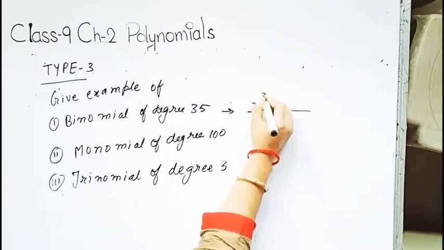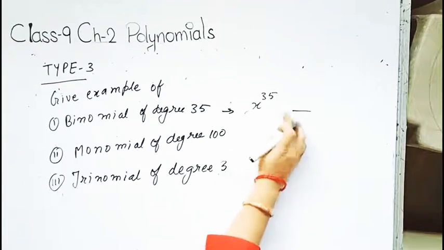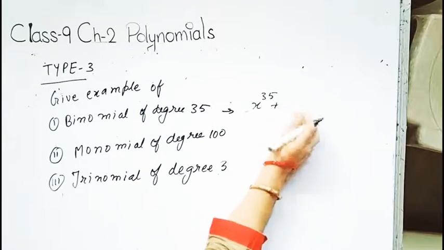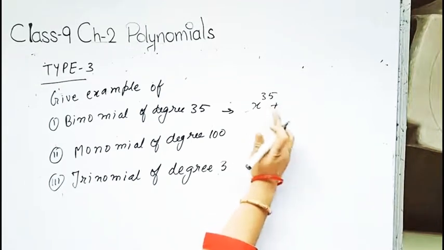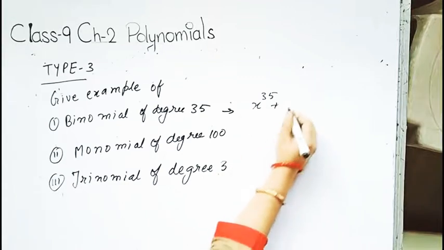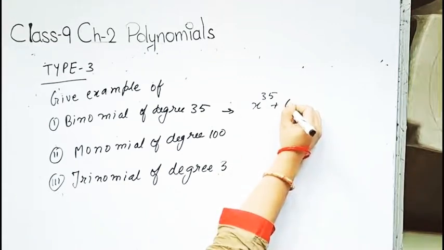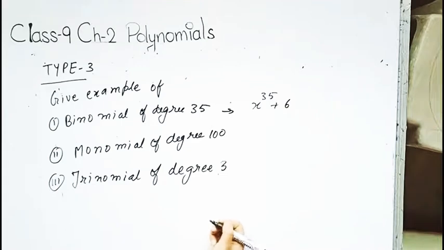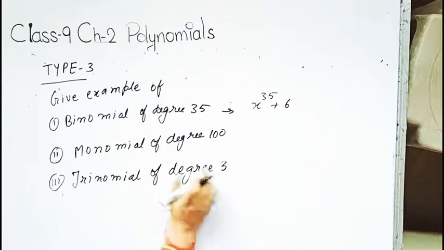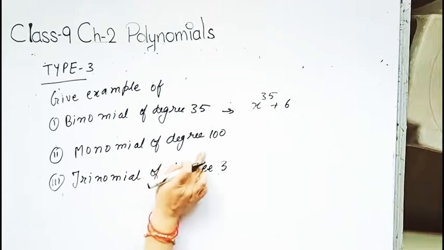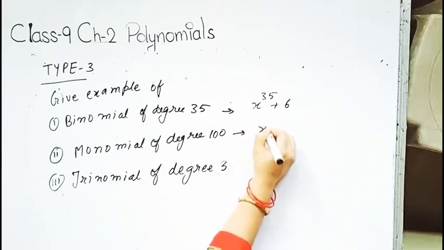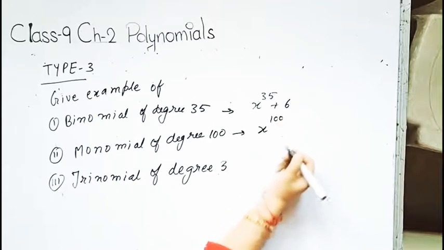So simply write x to the power 35, and after this anything you can write, but that power should not be more than 35. So over here let me write a constant simply. So x to the power 35 plus 6 is a binomial of degree 35. Now the next question is a monomial of degree 100. So simply you can write only one term whose power should be 100.